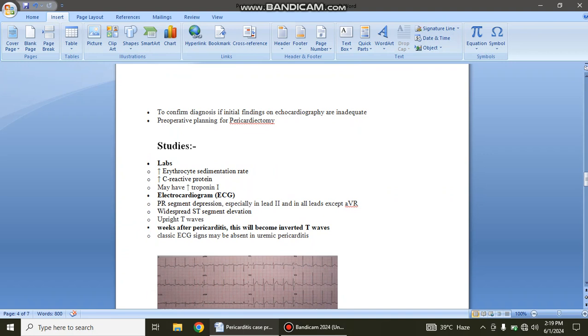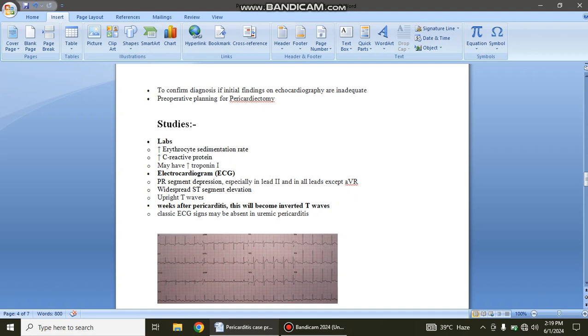Studies. Labs. Increased erythrocyte sedimentation rate, increased C-reactive protein, may have increased troponin I. Number 2. Electrocardiogram, also known as ECG. PR segment depression, especially in lead 2 and in all leads except aVR. Widespread ST segment elevation, upright T waves. Weeks after pericarditis, this will become inverted T waves. Classic ECG signs may be absent in uremic pericarditis.